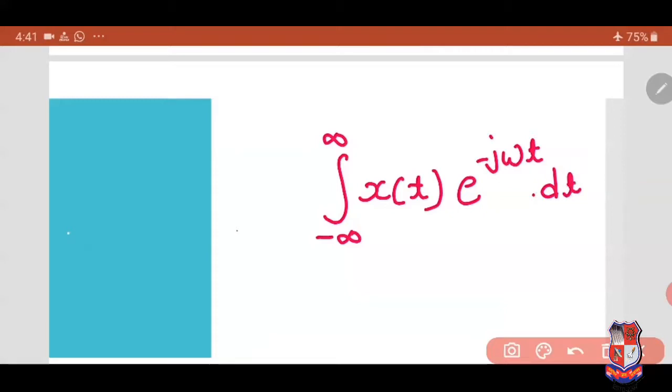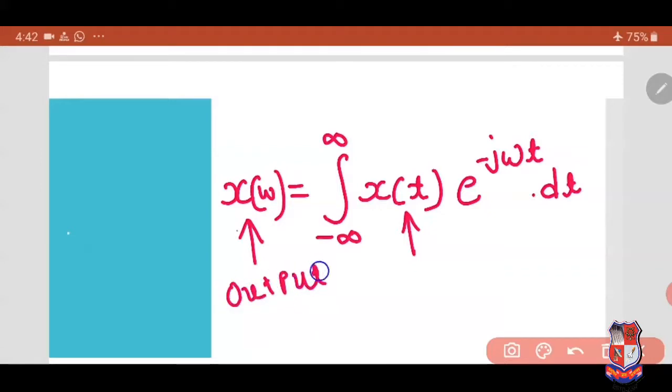This process gives us the transformation into x of omega, that is the Fourier transform. We can consider this equation as the basic Fourier equation, where x of t is the input and x of omega is our output. I hope you understand how this equation comes into the picture.